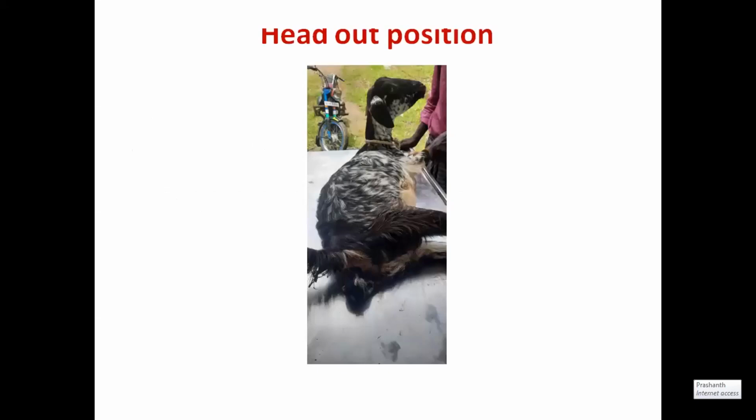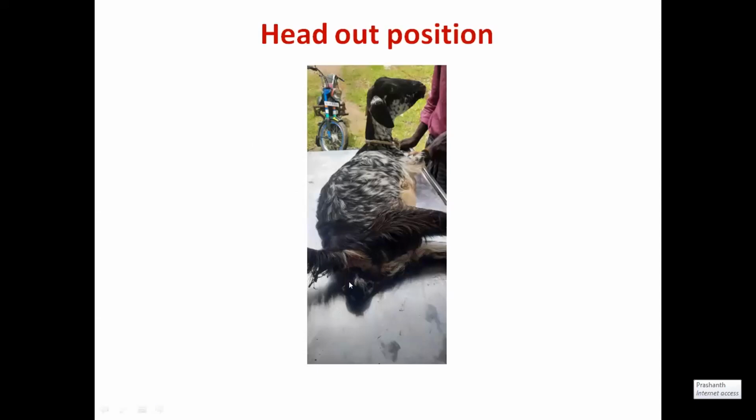This is one condition, where only the head is visible outside the body. No limbs are visible, only the head. The owner tried, but he was unable to pull the lamb, the kid. So he brought the animal to our dispensary.